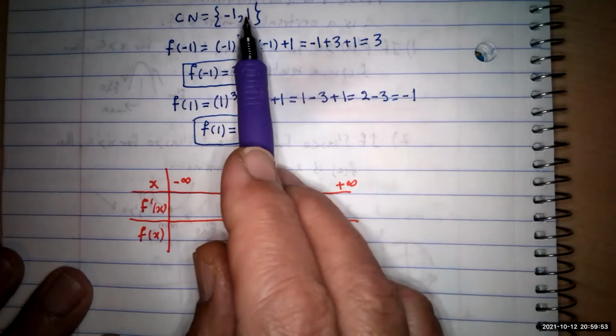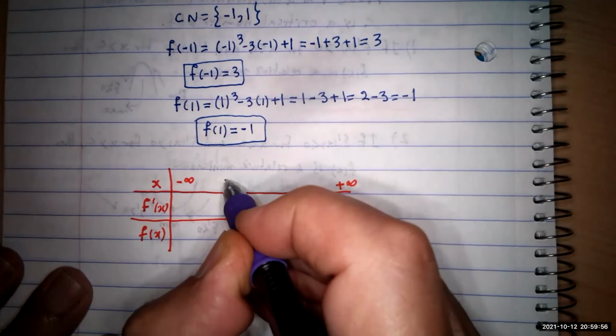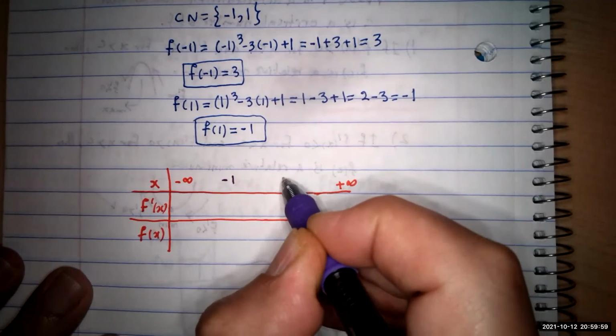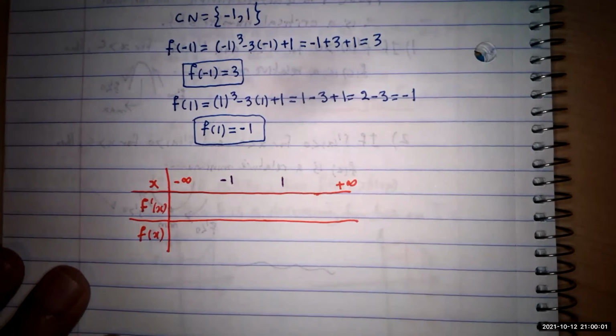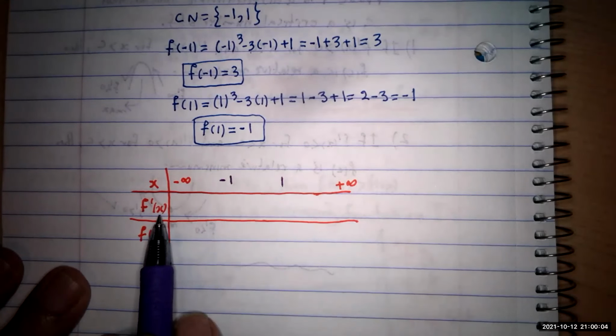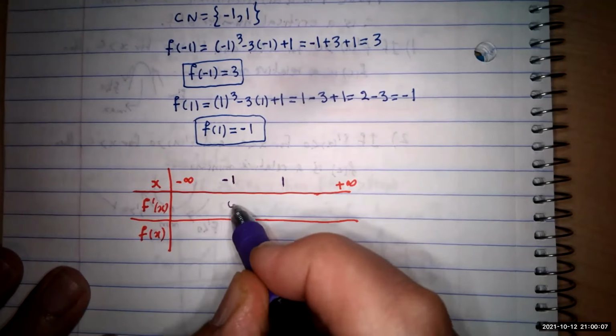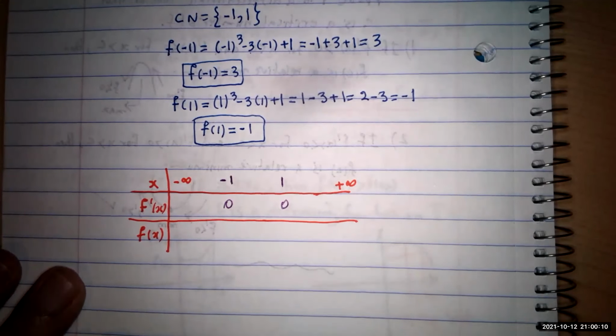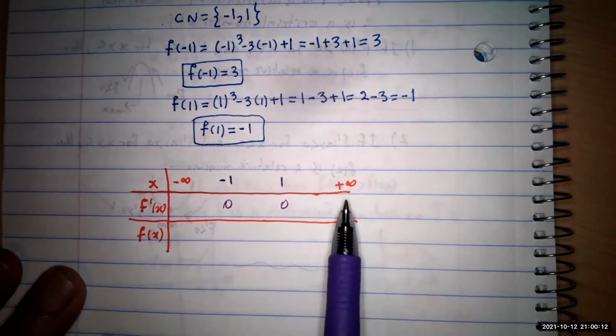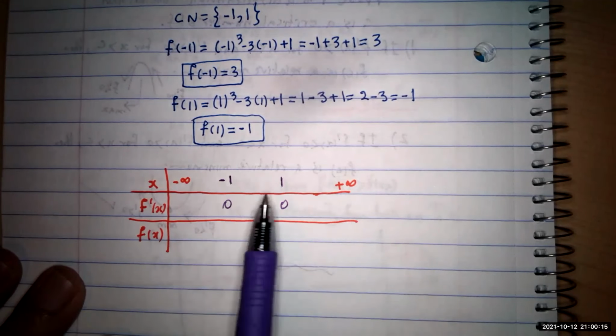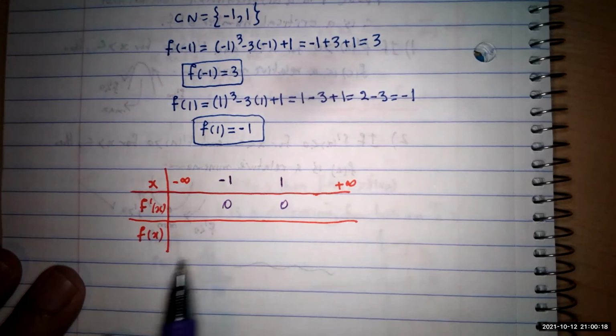You bring the critical numbers. Your critical numbers are negative 1 and 1. So you put the negative 1 and 1 here, from the smaller one to the bigger one. How did you get it? You let F prime equal to 0, so you put the 0 here. You see, we partition the number line around negative 1 and 1, and we put these zeros to show that we did these partitions, if you like.